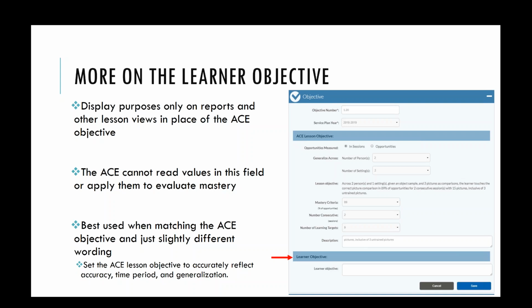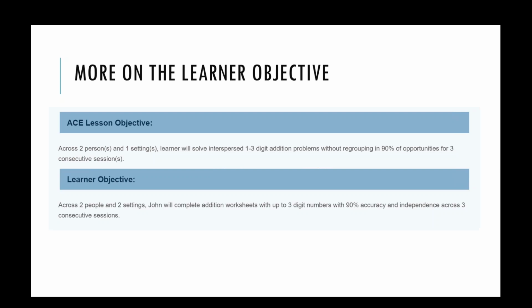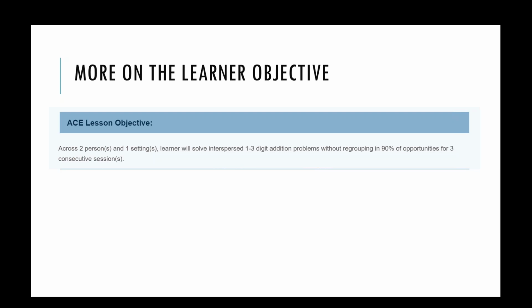Let's take a look at a real life example of when you might do this. So let's say I have a learner, for example, and I'm trying to match up an ACE objective to a certain IEP goal, excuse me. And I've found this objective in the ACE, and it's a pretty good fit, but there's slightly different wording that I specifically want on my IEP. For example, this learner is going to be working on this skill with worksheets, and that's a parent concern. And so I want it to be conveyed that it is going to be worksheets that we're using on my reports and some other viewable areas.